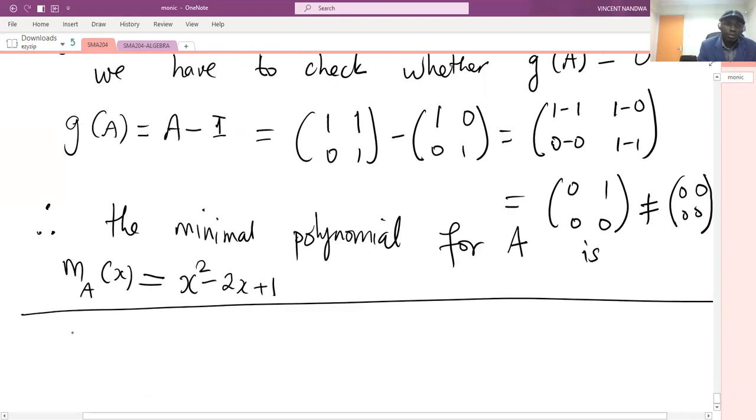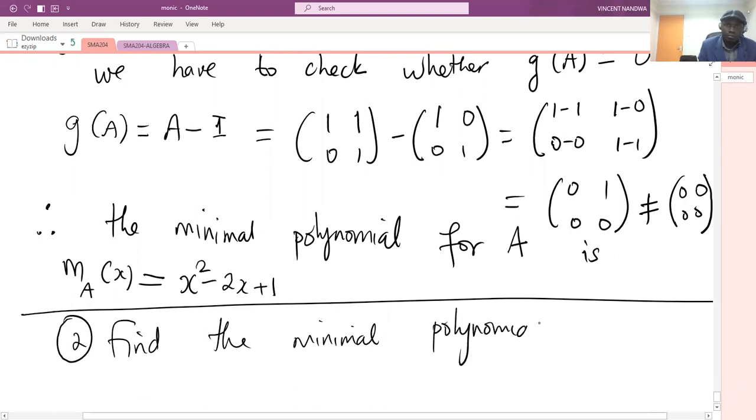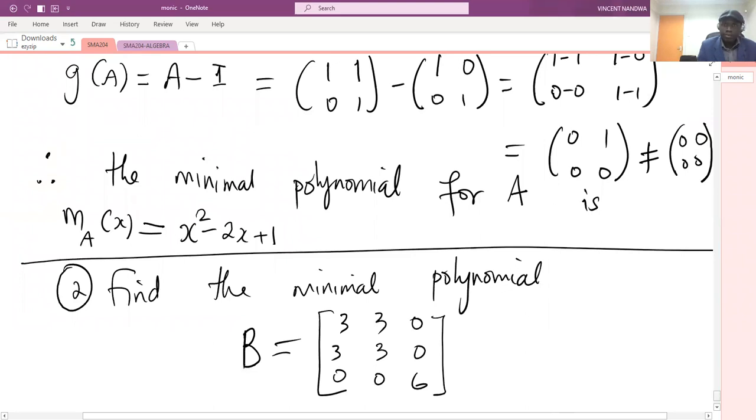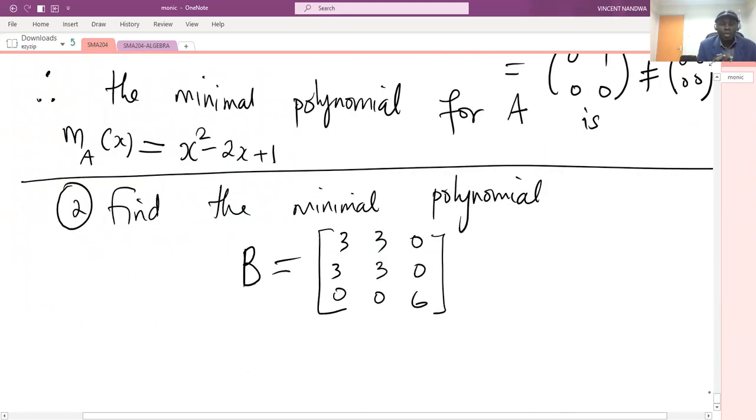Then example 2: find the minimal polynomial for the matrix B given by 3, 3, 0, 3, 3, 0, 0, 0, 6. The same three things must be tested: it should be monic, it should be of lowest degree, and the matrix should satisfy that given polynomial.